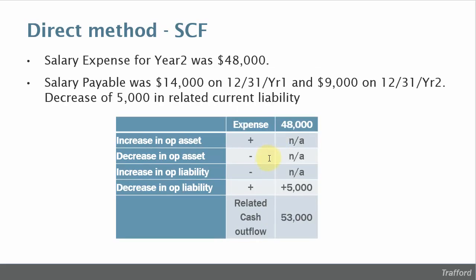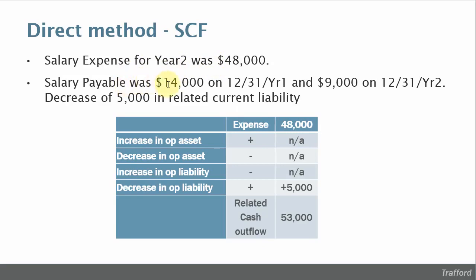Now we'll follow those same steps to convert from $48,000 of salary expense on the income statement to cash paid to employees, which will turn out to be $53,000. Scanning the balance sheet, the only account we see that would account for the difference between accrual expense of $48,000 and cash paid to employees would be the salaries payable account.